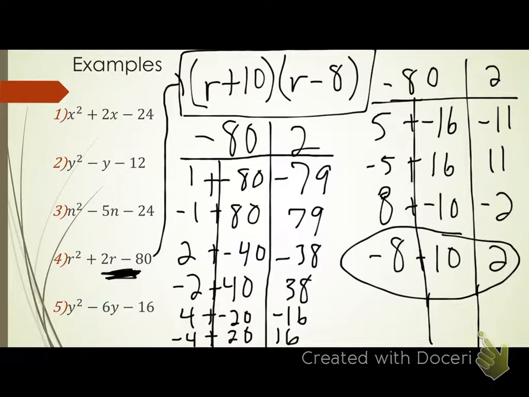It's not like yesterday, or Tuesday I mean, where it didn't matter where we put it in the parentheses, because they were the same signs, right? Here they're opposite signs, so I've got to worry about where they go. Does it matter if I put R minus 8 times R plus 10? No, because the correct number's with the correct signs, right? My multiplication, once again, is commutative, so I can move those things around.